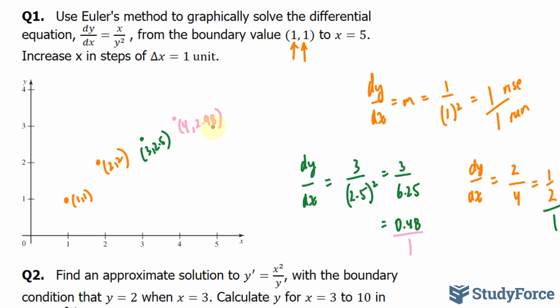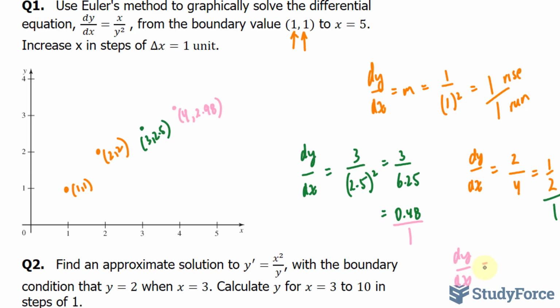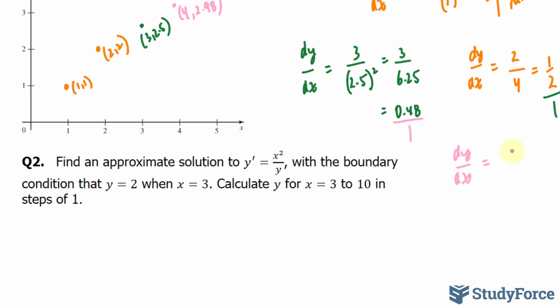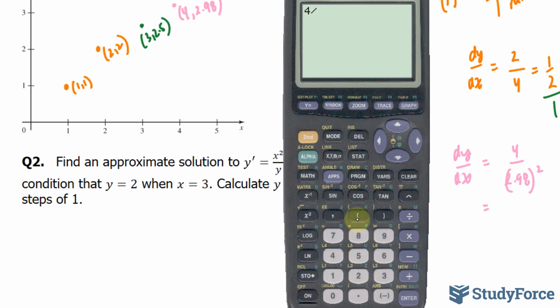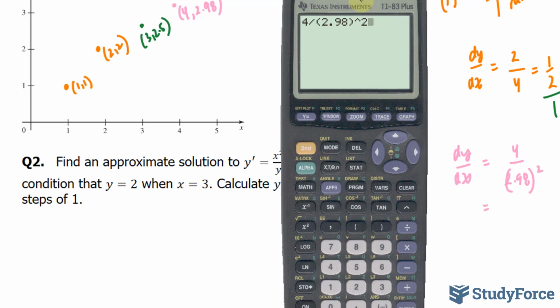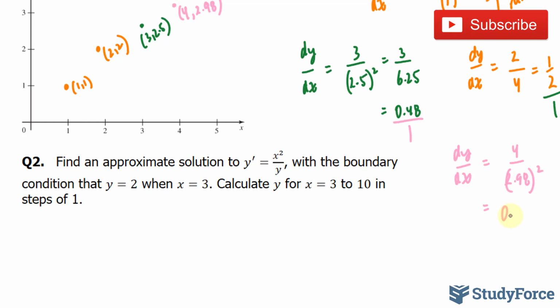I'll do this one last time so that I can reach x is equal to 5. And I'll do my work below. Dy over dx is equal to 4 over 2.98 to the power of 2. I'll use my calculator for this one. I have 4 over bracket 2.98 to the power of 2. Hopefully you can see. And that gives me 0.45. 0.45 as my rise, and my run is 1.